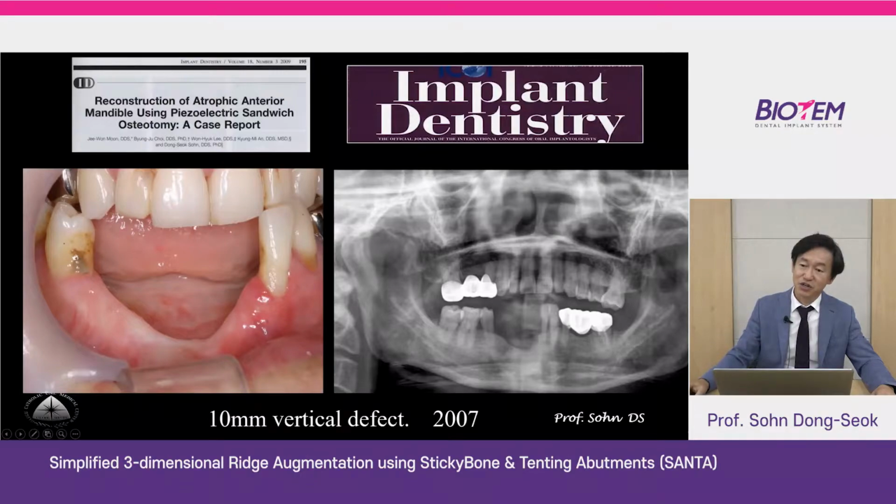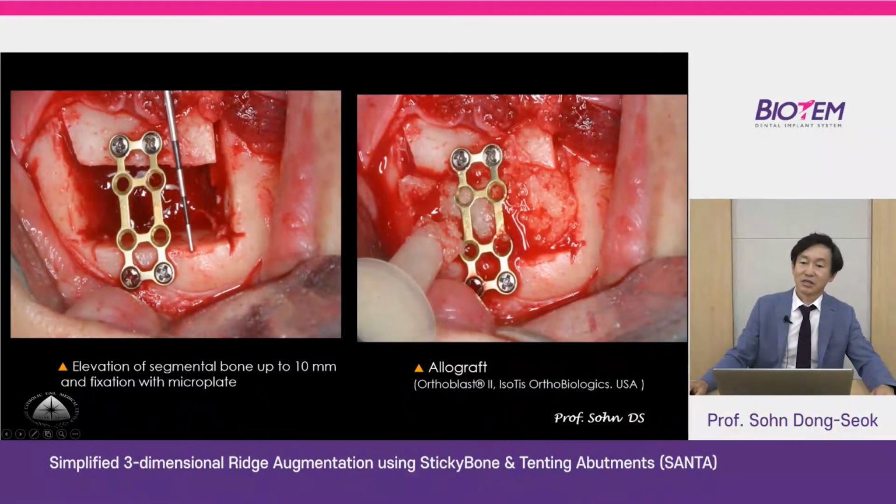This is a very challenging case showing more than 10 millimeter vertical defect in the lower anterior area. This case report was reported in Implant Dentistry, which is the official journal of ICOI, in 2007. So sandwich osteotomy using piezo surgery was done. After mobilization of this segment, it was moved coronally about 10 millimeters high, and the microplate was used to stabilize this segmented block. Pedicle graft and interpositional bone graft was done.